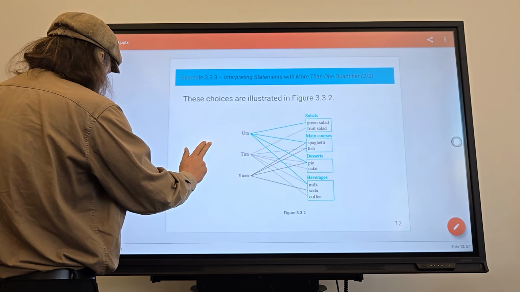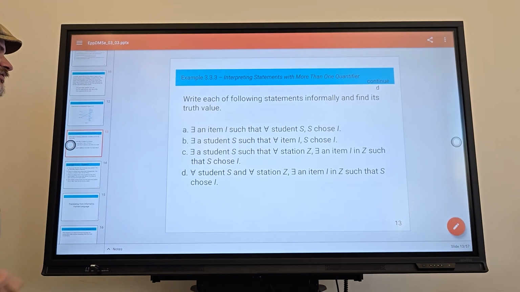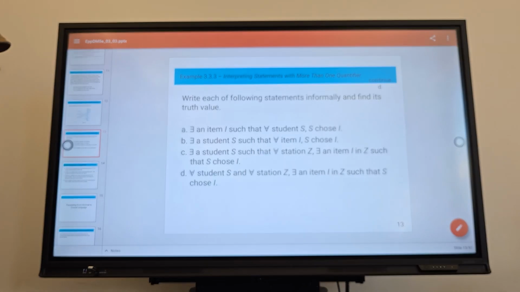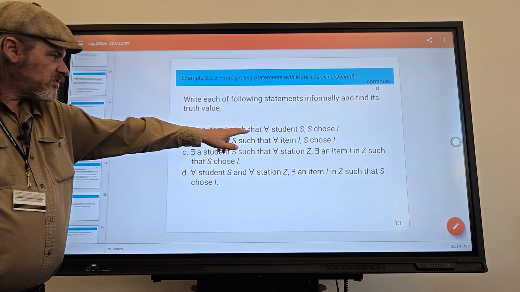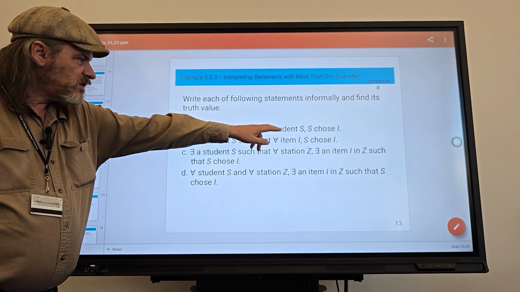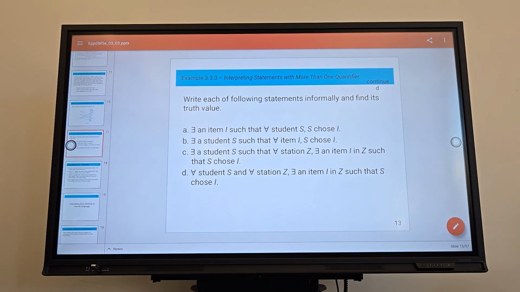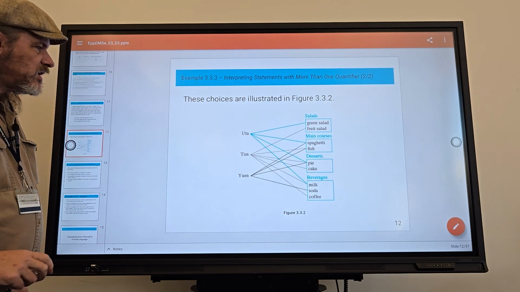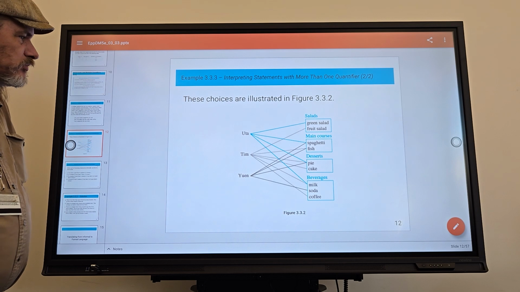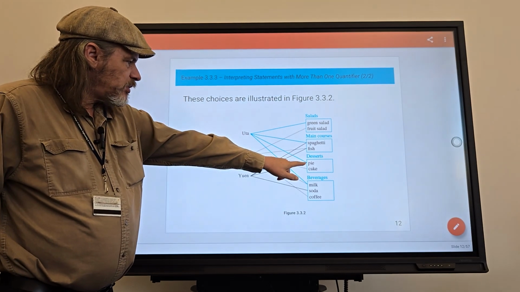All right, so each of the following statements informally. There exists an item I such that all students S choose I. Put informally, there is an item that every student has chosen. Is that true? Did everybody pick a particular item? Yes. Everybody picked pie.